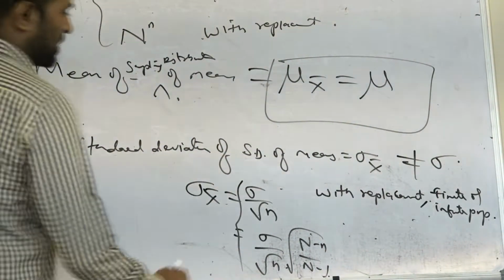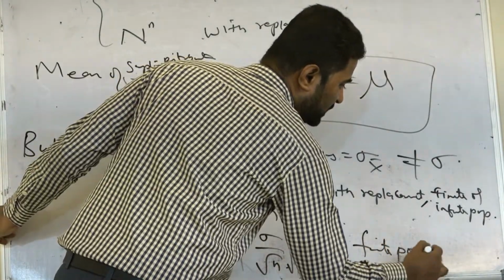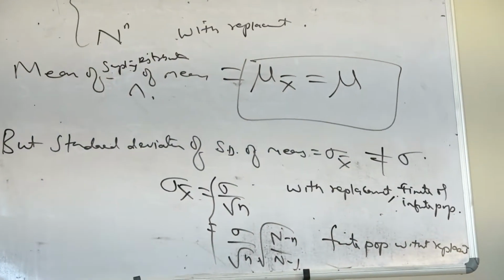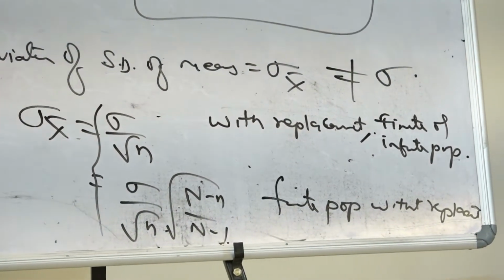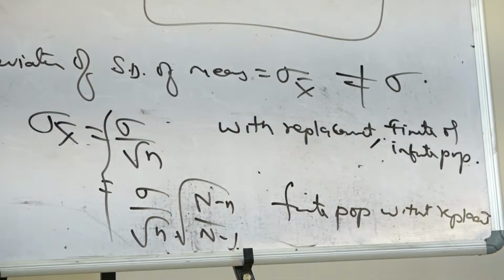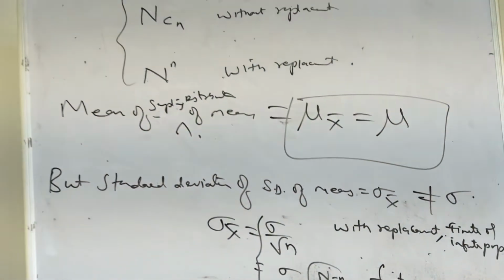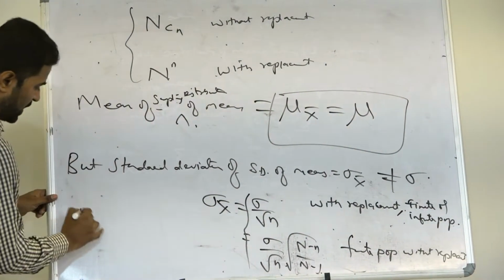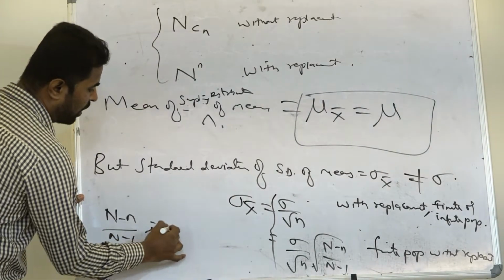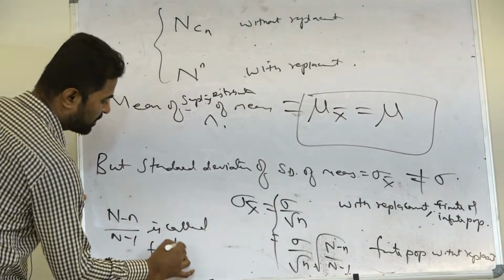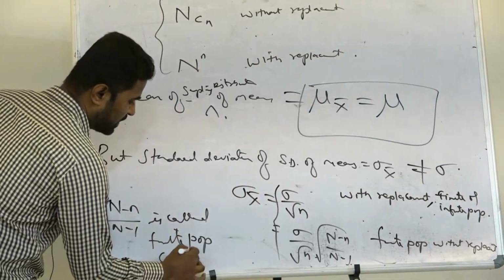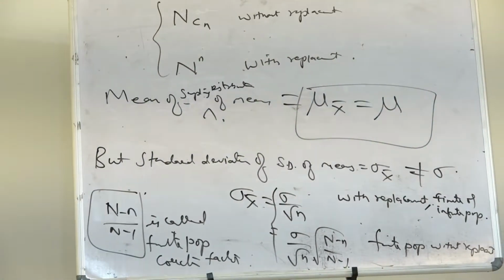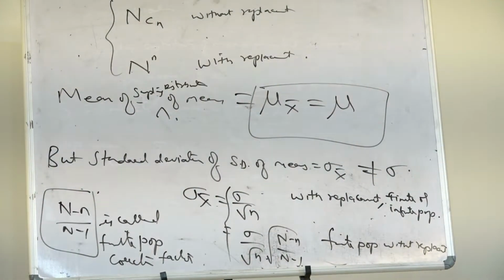And in this case, finite population without replacement. If you have a small population and the sampling is done without replacement, then you need to add the finite population correction factor. This term, square root of N minus n by N minus 1, is called the finite population correction factor, and sigma x bar is then sigma by root n into this factor.